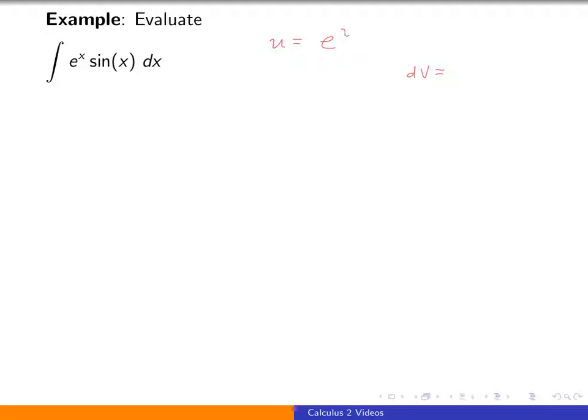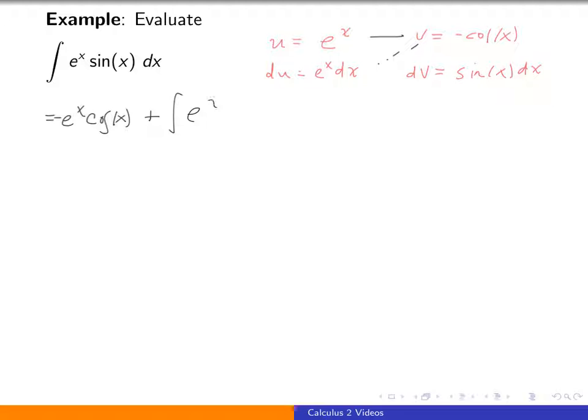So I'm just going to go ahead and say u is e to the x, so that dv would be sine x dx. So du is e to the x dx, and v would be the antiderivative of sine, which is minus cosine. Now we apply our integration by parts, so we get uv, so e to the x, and I'm going to pull the minus out front, cosine, minus the integral of v du. And noticing that we have the minus sign, we can go ahead and pull that out and say minus a minus becomes a plus, and v du is going to be e to the x cosine x.